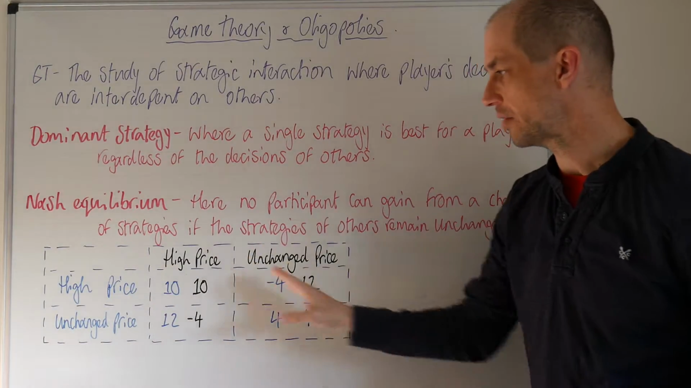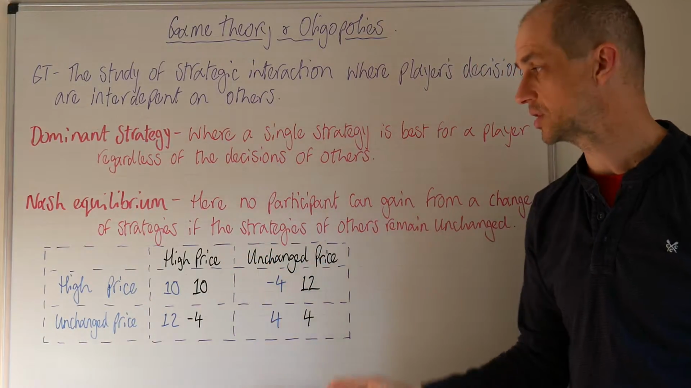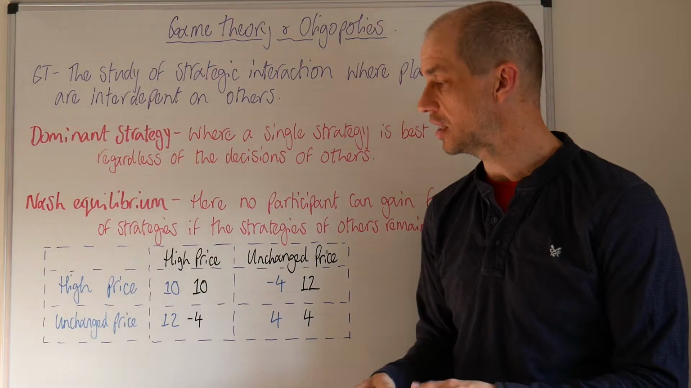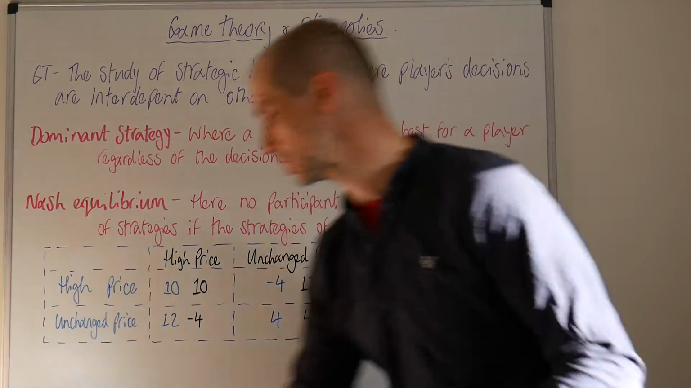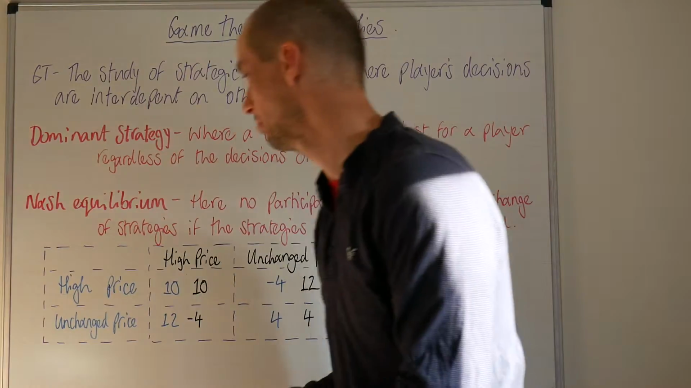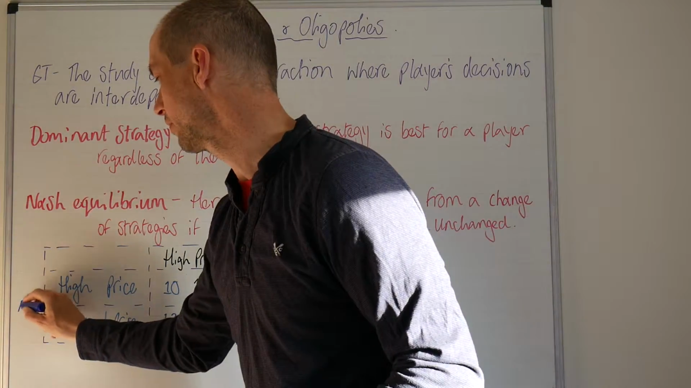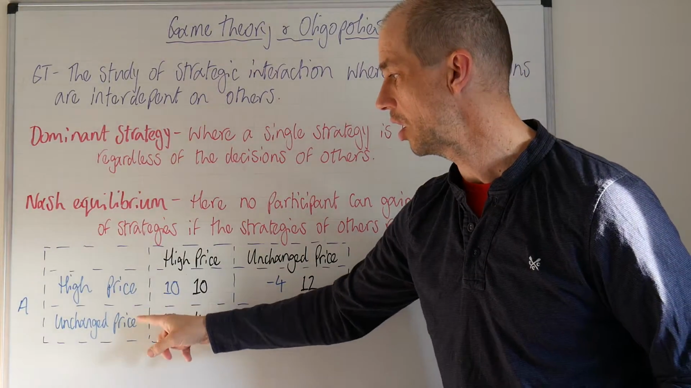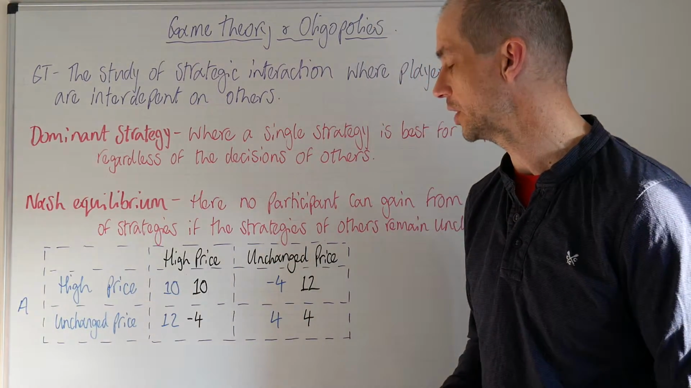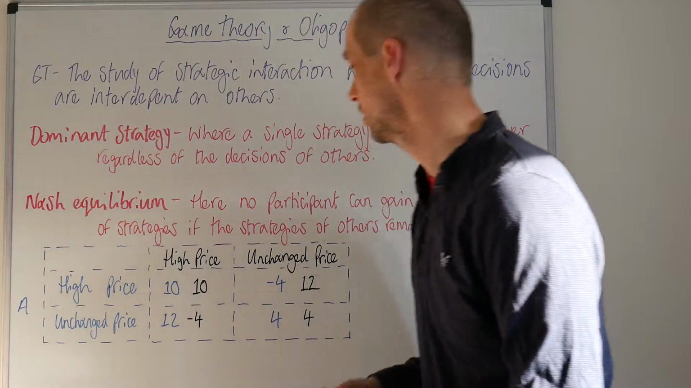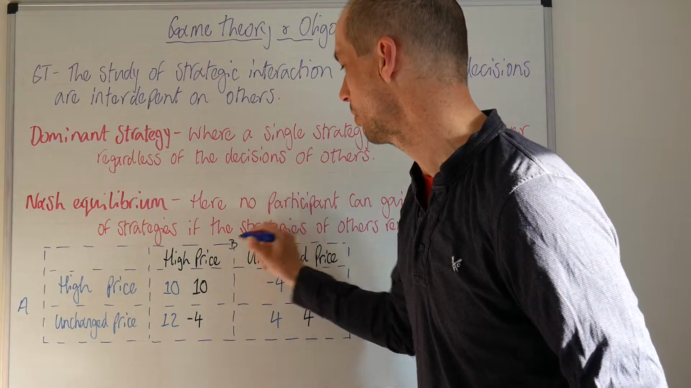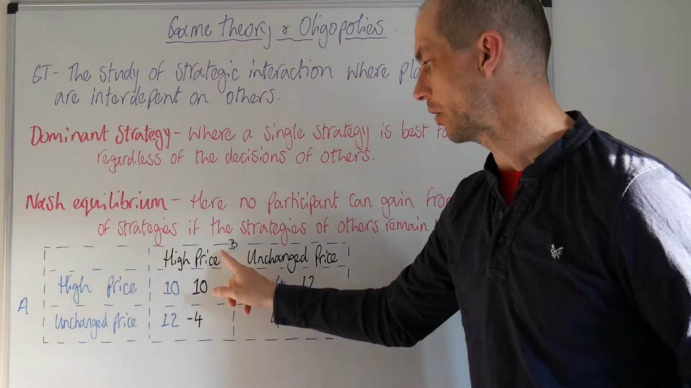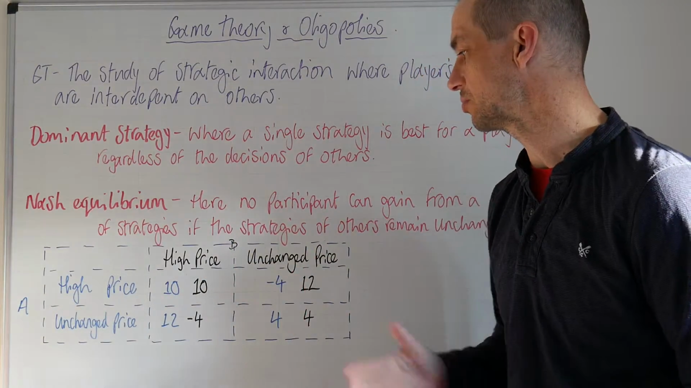Now I've drawn out a very simple game theory matrix down here, and you can see that for firm A, if I just highlight firm A in blue here, we've got firm A's potential choices that they can undertake, either a high price or an unchanged price. Meanwhile, we've got firm B. Firm B can either opt for a high price or an unchanged price.